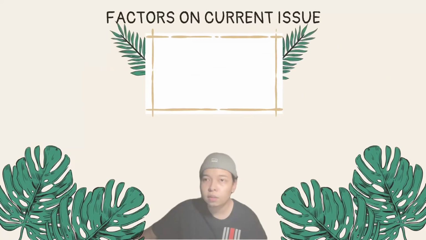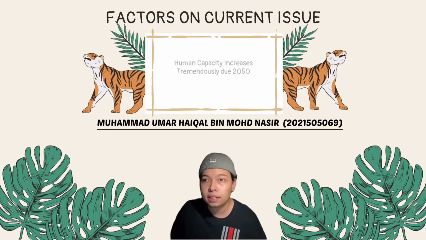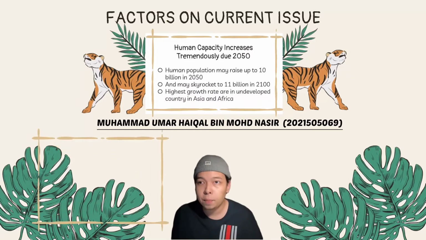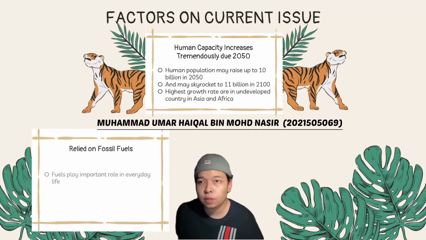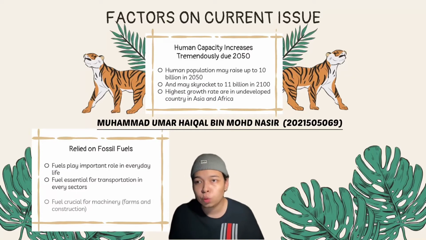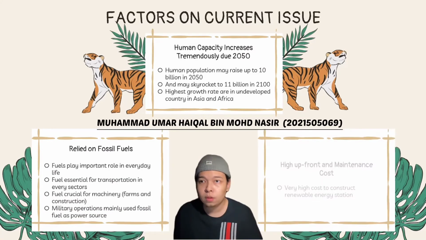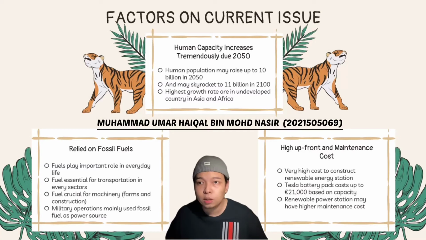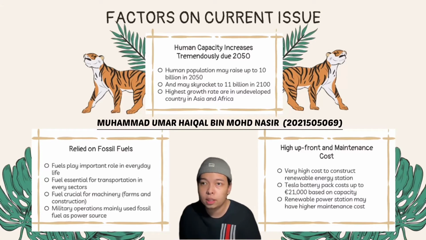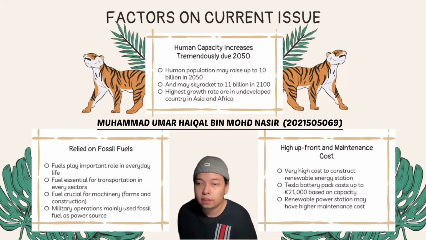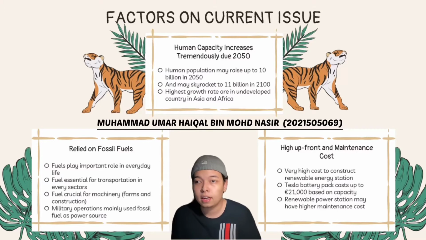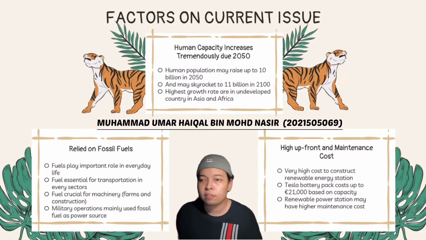So, the factors of the current issues. We have human capacity increasing tremendously toward 2050. This is when the population of the world may rise up to 10 billion people by 2050, and then rise again to 11 billion people by 2100. This high growth rate is shown mostly in Asian countries rather than Western countries.